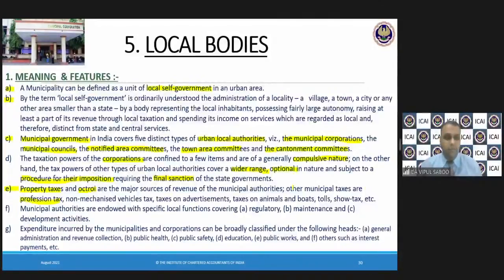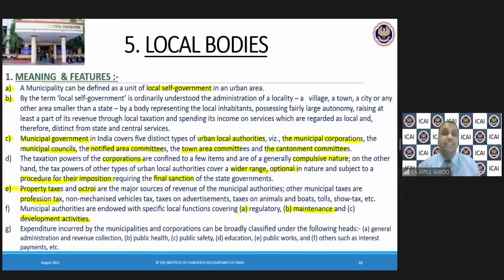What kind of taxes are they collecting? Municipal authorities are endowed with specific local functions: regulatory, maintenance, and development activities. So, if you want to get a road repaired in your area, that is maintenance, right? If you want a road to be built in your area, that is development. The MCs of your area say we are building roads, we have made the road, like we have got the tiles laid on the road. That is development activities, maintenance activities. Proper sewerages are there. Proper pipelines for the transportation of water are there. The transportation of sewage is there.